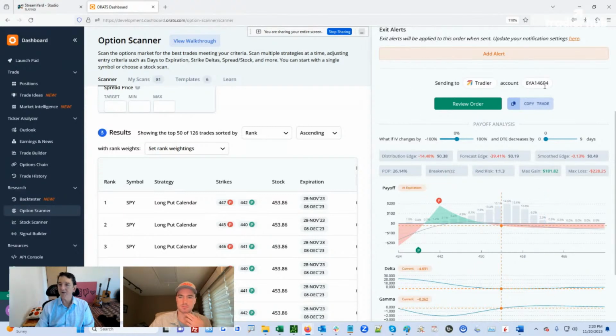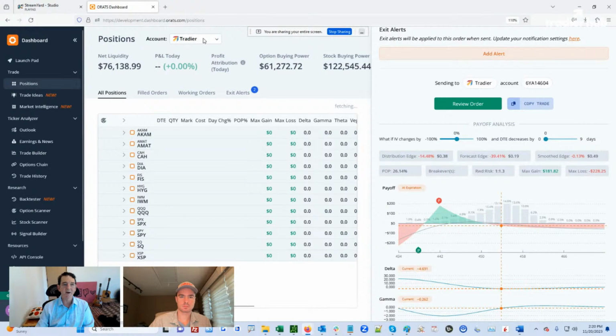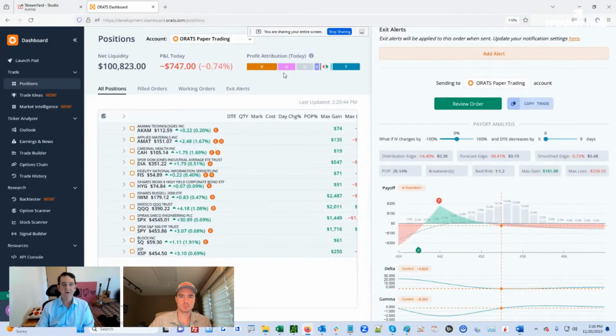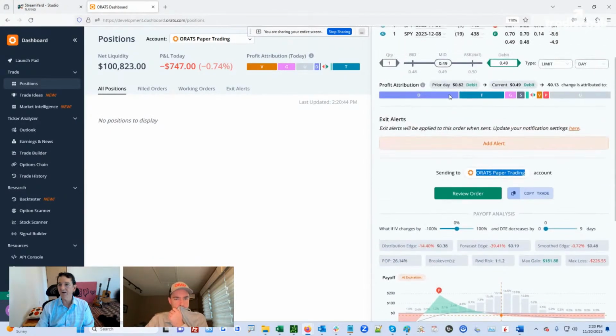I could send it to my Tradier account, but I don't want to front run. So I'm going to go to our paper trading. So there's our paper trading here. Now you can see it switched to our paper trading account. I'm just going to pay the offer. It's only one cent more.